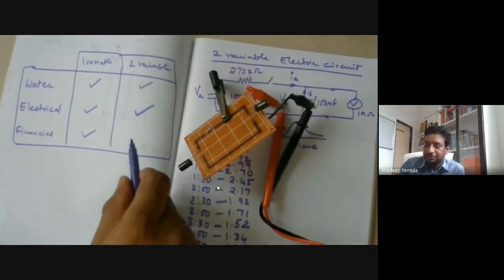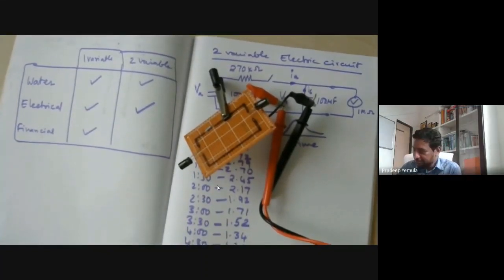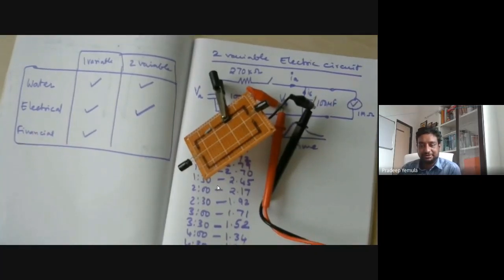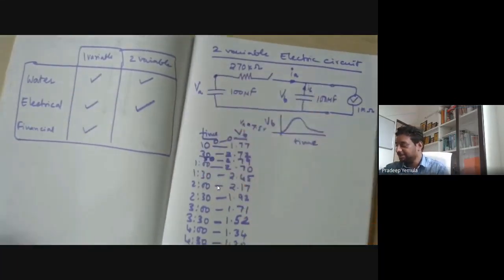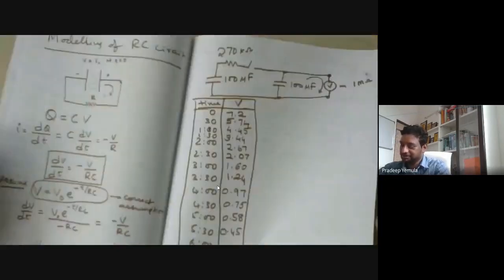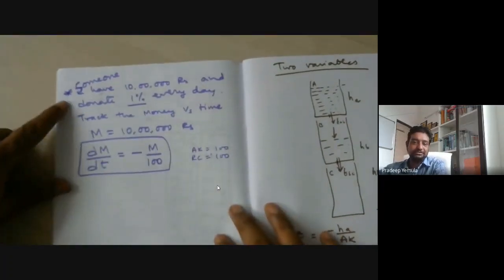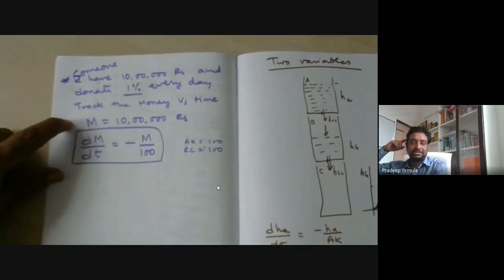So now, how do you formulate this last example? How do you create a two variable case in the financial example which I explained earlier? Can you suggest how we can prepare an example like this? See, here I have written: someone has 10 lakh rupees and donates 1% every day, and track the money versus time.